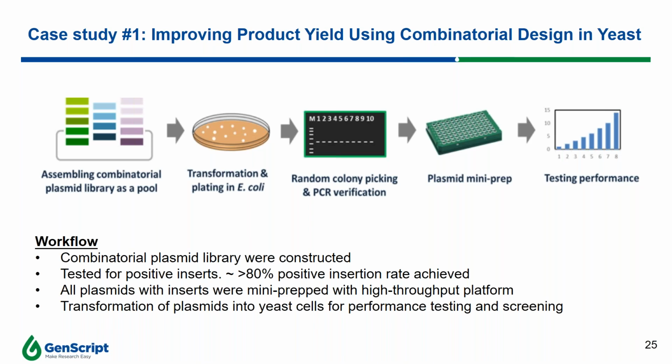And to check for the library diversity, the colonies were randomly picked and sequence verified in order to ensure the maximum coverage of the constructs being built. All of these plasmids with the inserts were mini-prepped with the high throughput platform and the end products were returned to the client. So to check the performance of each of their constructs, the client then transformed the plasmids into yeast cells for performance testing and screening.